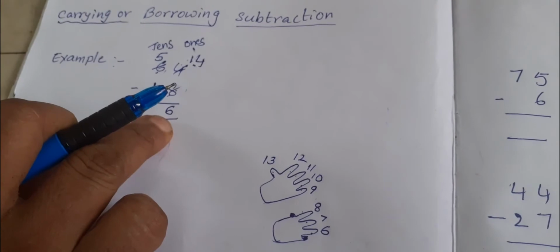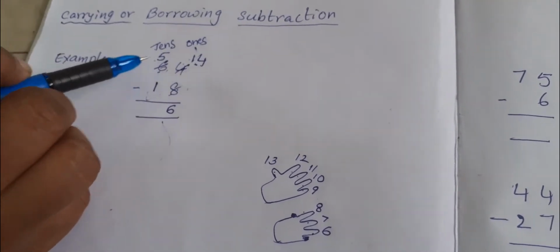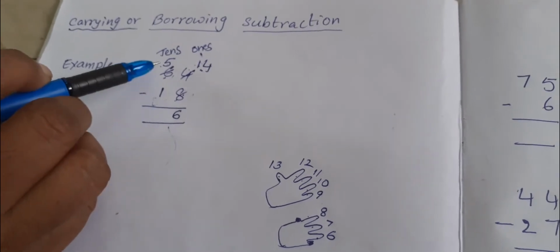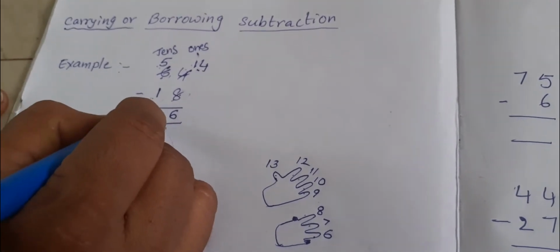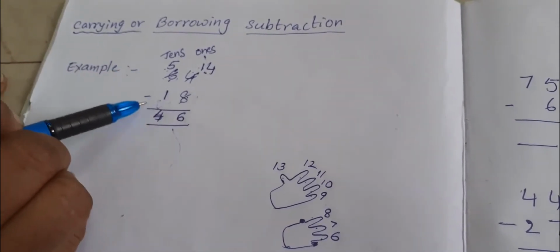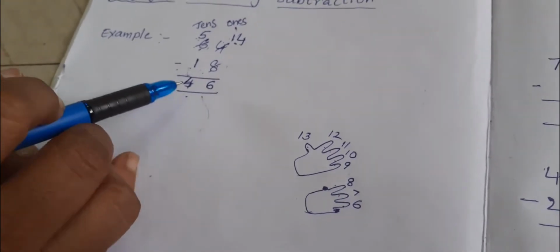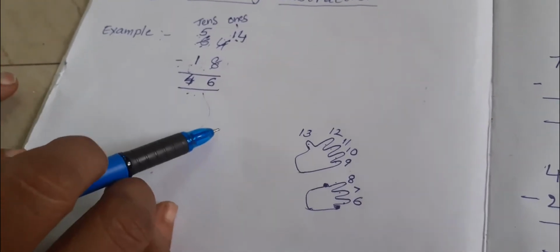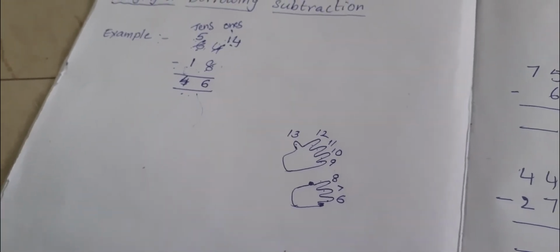We write 6 here. Now 5 tens here, 1 ten here. We subtract 1 from 5, we got 4. 64 minus 18 equal to 46. This is one method. Another method also I will say.